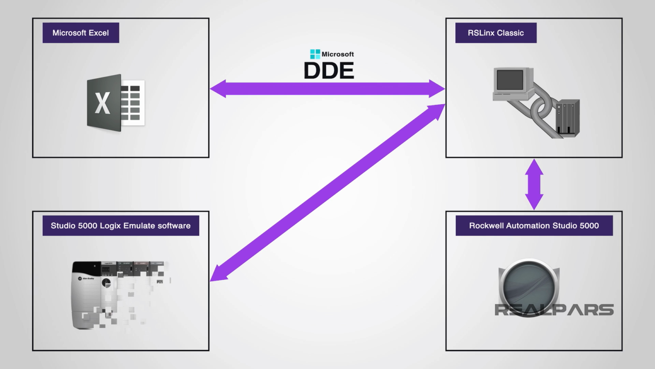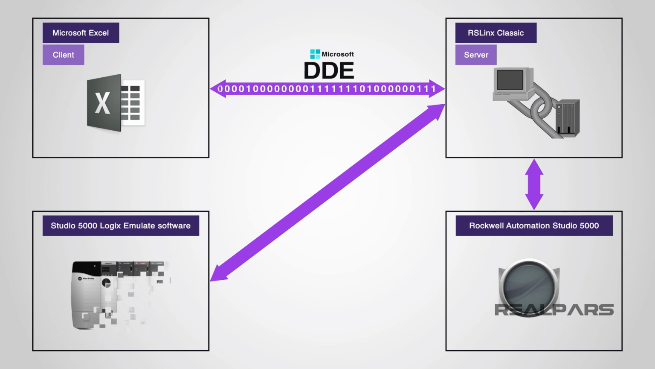A DDE communication is known as a conversation, and the application, which initiates the conversation, is the client. The other, responding application, is known as the server. Normally, the client initiates the conversation in order to get some data from the server. The client can send data to the server too, known as poking.